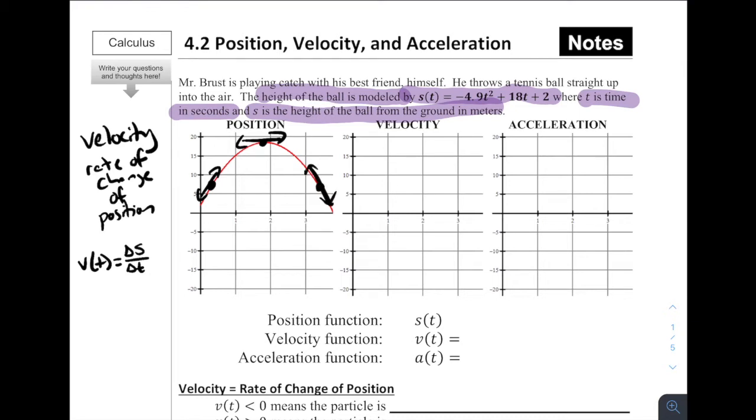What do we notice about the slopes of these tangent lines? Over here, the slope of the tangent line at this first point appears to be positive. At this vertex, the tangent line appears to have a slope of 0. And over here on the right side, this appears to have a negative slope. So I'm expecting that my graph of the rate of change, aka the velocity, is going to start positive, go through 0, and then be negative.